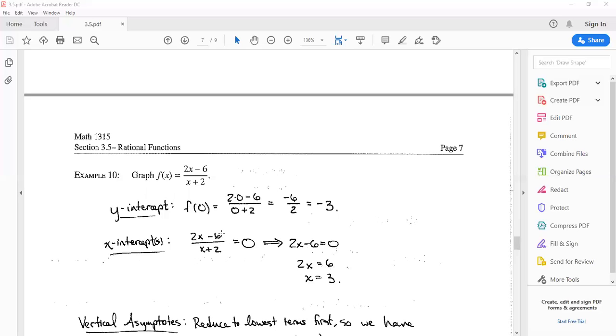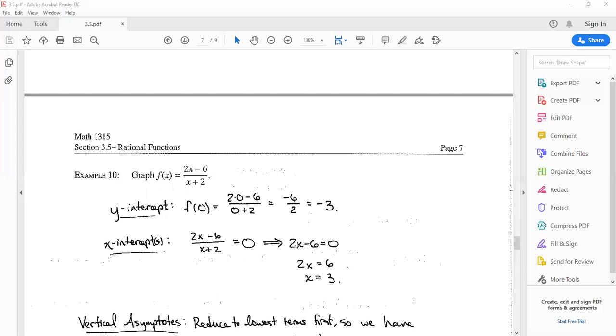So the only way you can have a fraction be 0 is to have the numerator be 0, so this equation simplifies to just 2x minus 6 equals 0. And we know how to solve that. That's like week 1 of this class. So we'll add 6 to both sides and divide both sides by 2, and we get x equals 3 is the only x-intercept for this rational function.